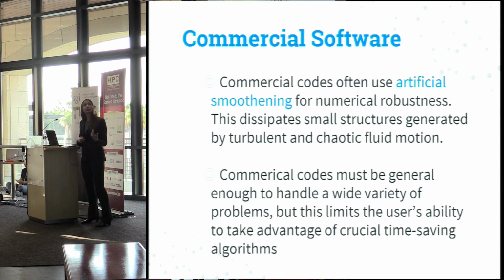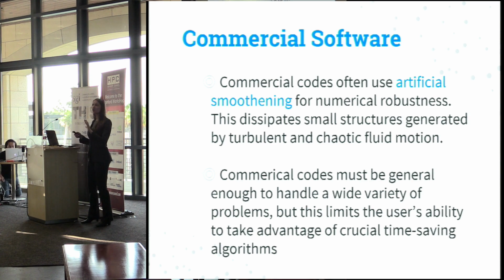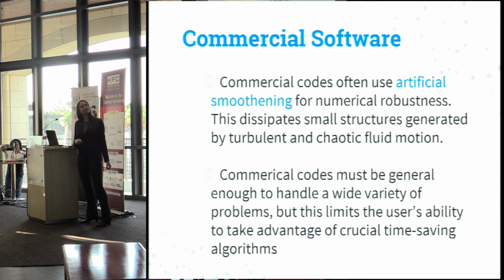But some of the issues with commercial software, besides some of the licensing issues that came up earlier, is that commercial codes in the numerical methods often use something called artificial smoothing, which is great for numerical robustness. Basically, when the user sets up their problem and clicks go, the code runs, it doesn't blow up, and it gives you a solution. But that solution is not necessarily accurate. And this is because this artificial smoothing dissipates small structures that are generated by this turbulent and chaotic fluid motion.